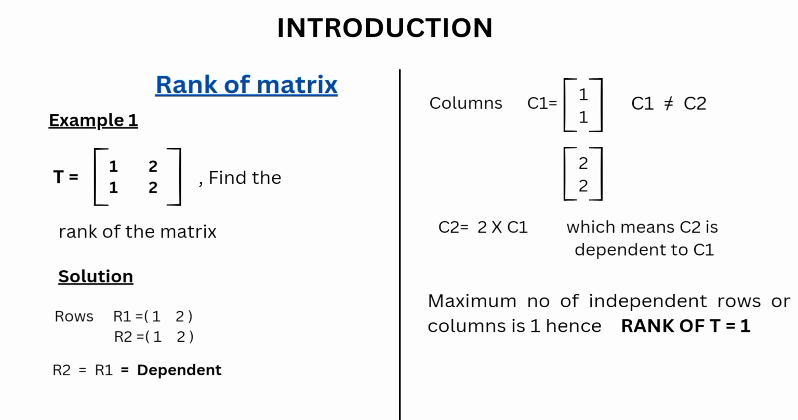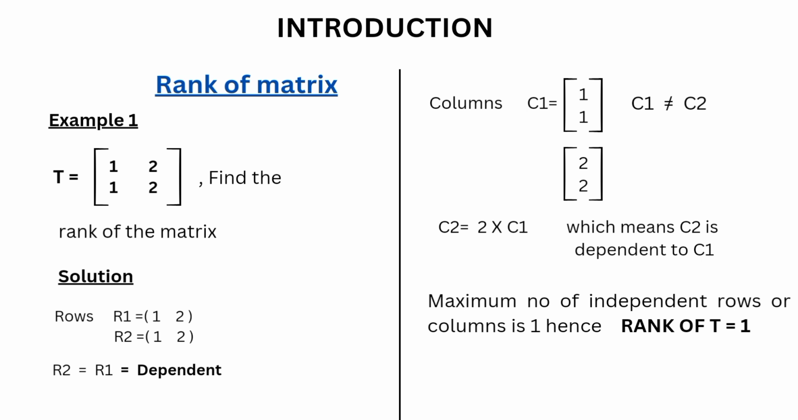So example 1, matrix T has elements 1, 2, 1, 2. It's a 2 by 2 matrix since it has 2 rows and 2 columns. Find the rank of matrix. If you look closely, the second row is the same as the first row. This means the second row does not give new information, so we only have one independent row, which is row 1. Therefore, the rank of matrix is 1.